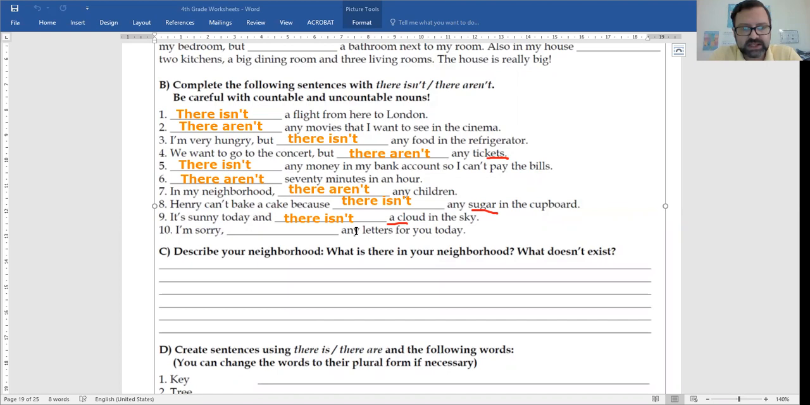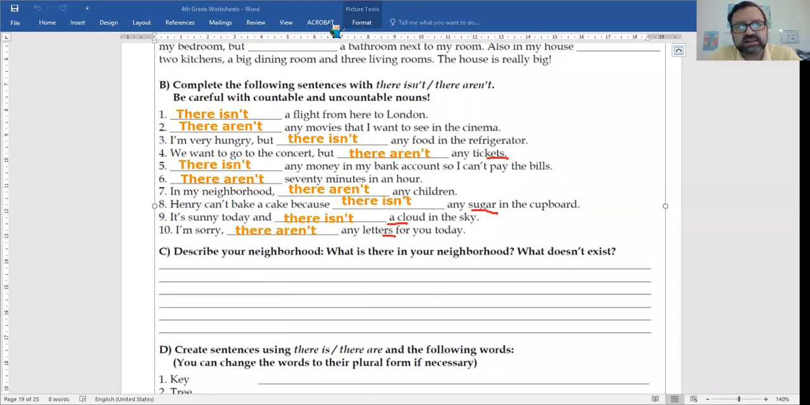And number 10. I'm sorry, blank any letters for you today. All right. Once again, we're talking about letters. Letters has an S, so I know we're talking about more than one. All right. There aren't any letters for you today.